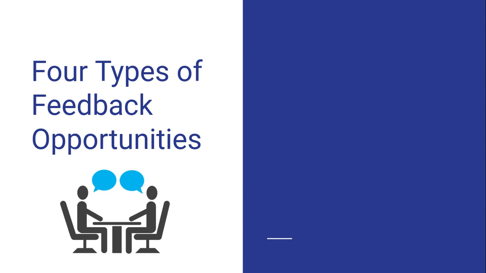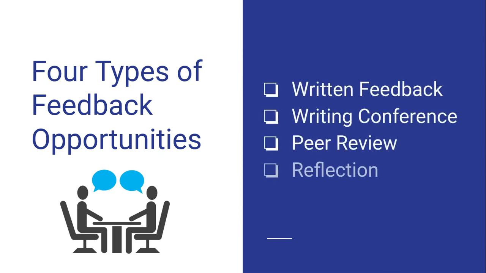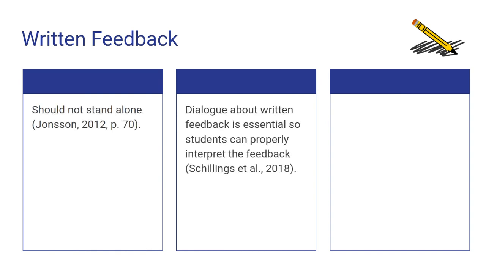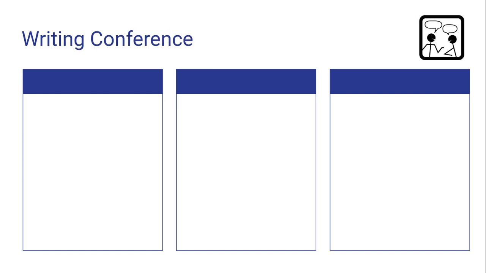All right, now we're going to get into 4 types of feedback opportunities. There is written feedback, the writing conference, peer review, and reflection. So make sure you get down these 4 types. I'm going to go in depth on each one of these 4. So first of all, written feedback is teacher to student, right? Written feedback should not stand alone. Written feedback is a dialogue. So it's essential that students can properly interpret the feedback. Written feedback is just one part of the feedback conversation.